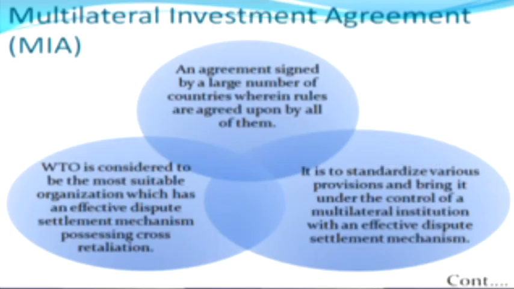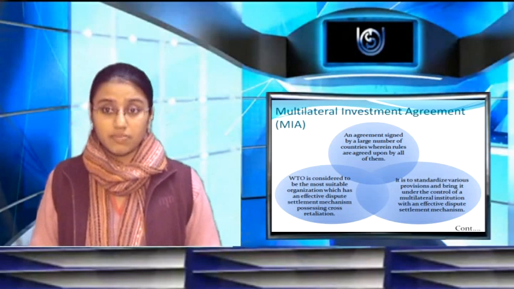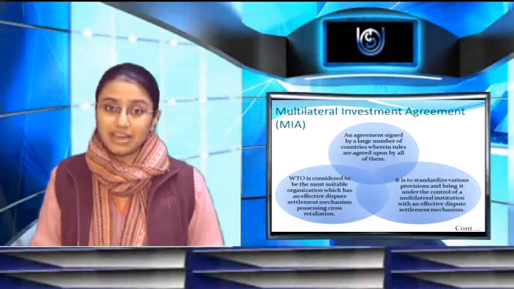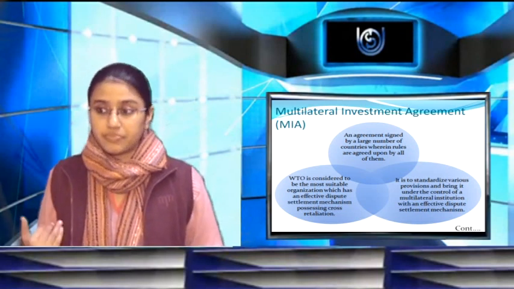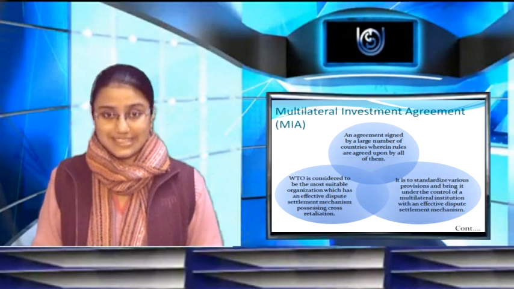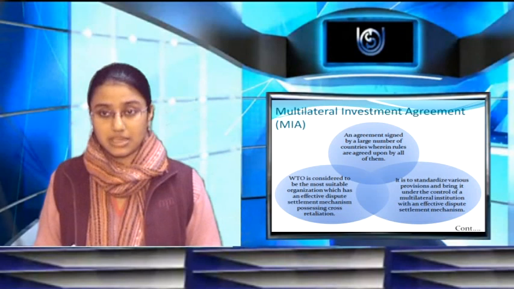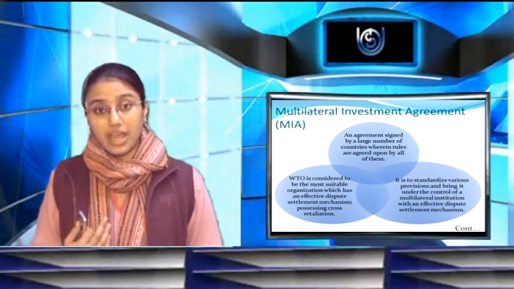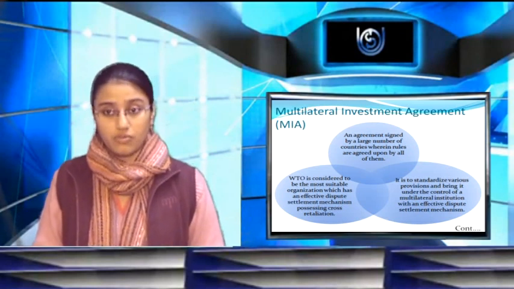Now we will come to the multilateral investment agreement. MIA is an agreement signed by a large number of countries wherein the rules are agreed upon by all of them. So this is the idea: if we invest at a multi level, like if we have multiple nations investing in it, which agreements will we follow, that was stated by MIA.